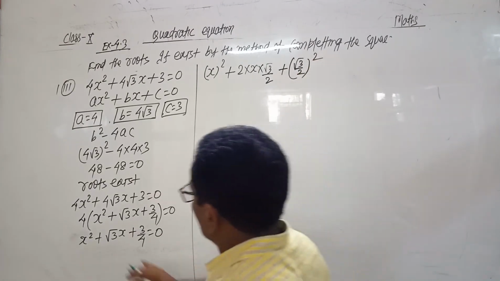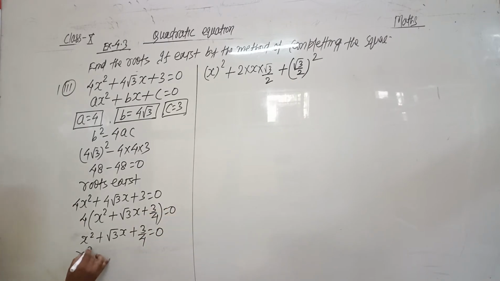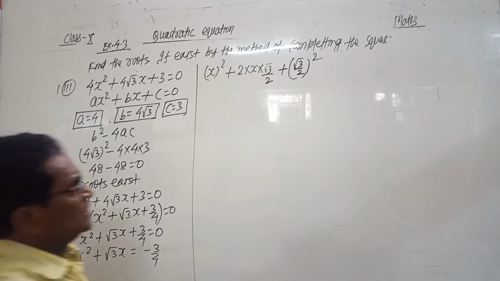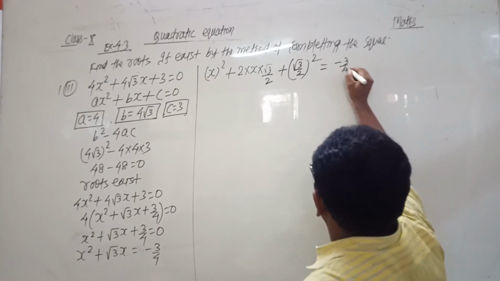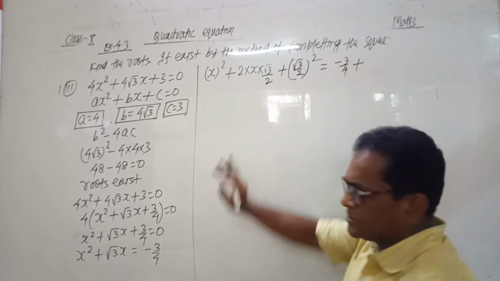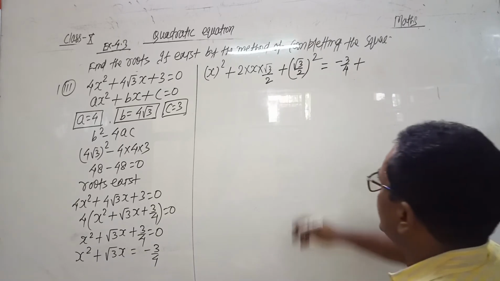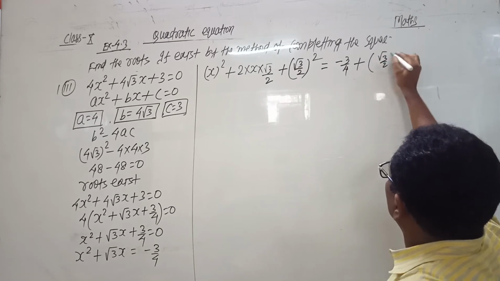उसके बाद नेक्स्ट स्टेप में क्या करना था, कांस्टेंट टर्म को राइट साइड. So x square plus root 3x equals to minus 3/4. और जो चीज इधर एक्स्ट्रा ऐड की गई है LHS में वही RHS में एक्स्ट्रा ऐड करनी है. So root 3/2 the whole square.